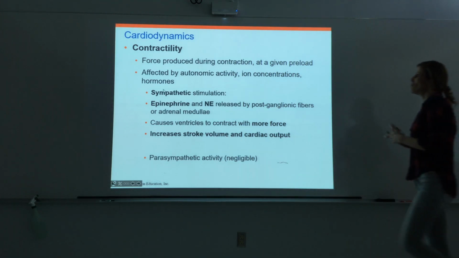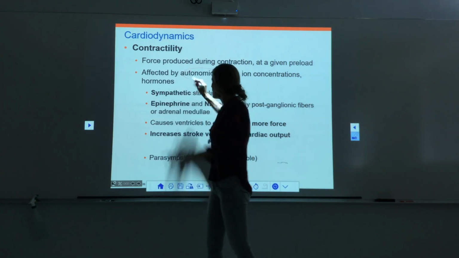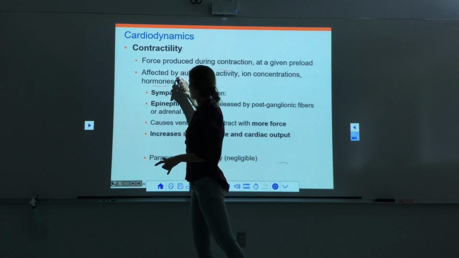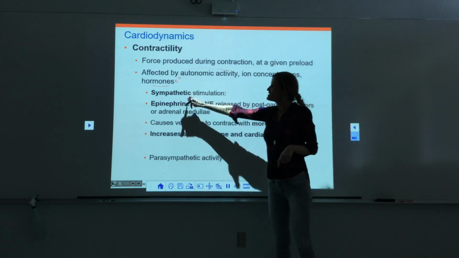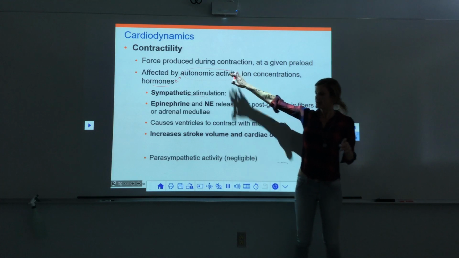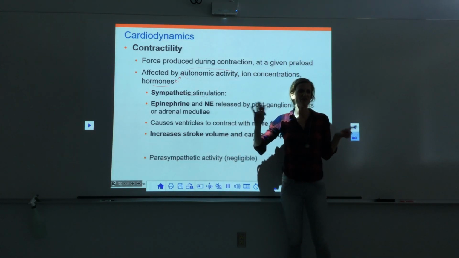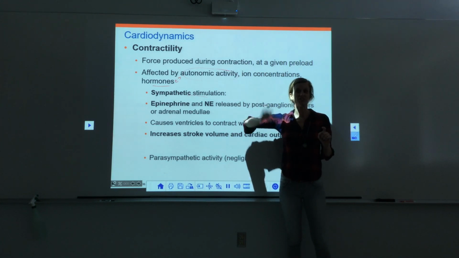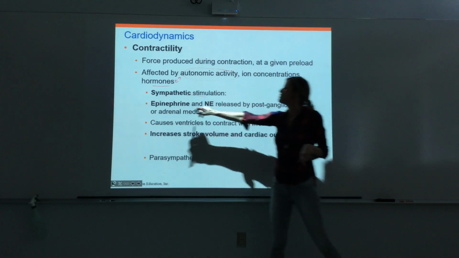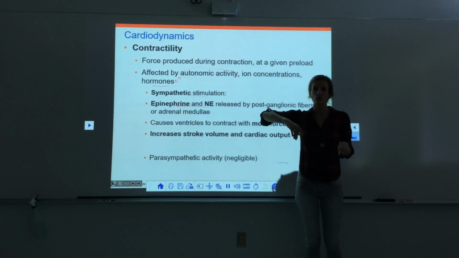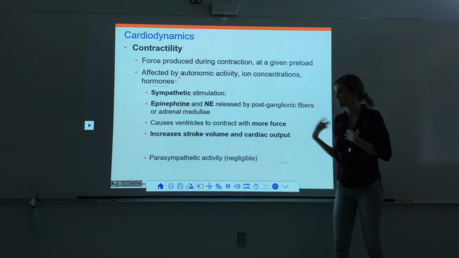This is affected by multiple things. We're going to really look at autonomic activity and kind of relate that to hormones, but they're directly related to each other. We see that the sympathetic nervous system affects contractility much more than the parasympathetic. The parasympathetic effects are pretty negligible. We really just adjust the sympathetic nervous system when we're adjusting contractility. And we do this via both epi and norepi. Okay, so not just norepinephrine like we saw with heart rate. Epinephrine is involved as well.